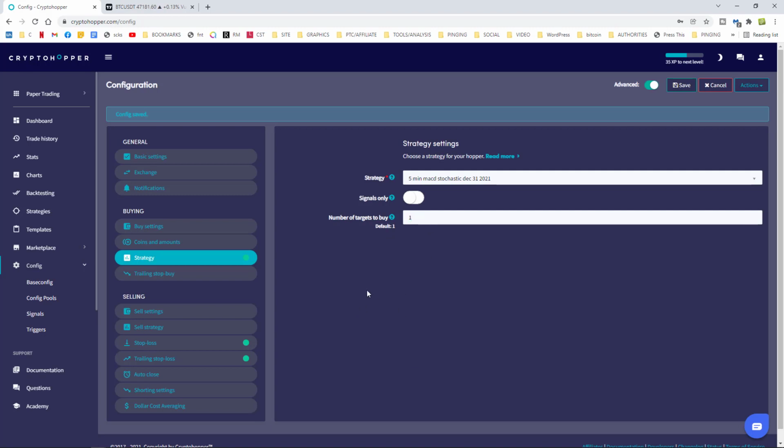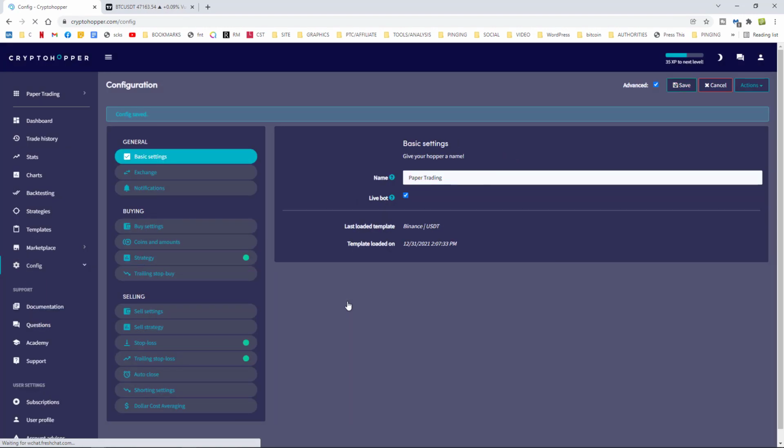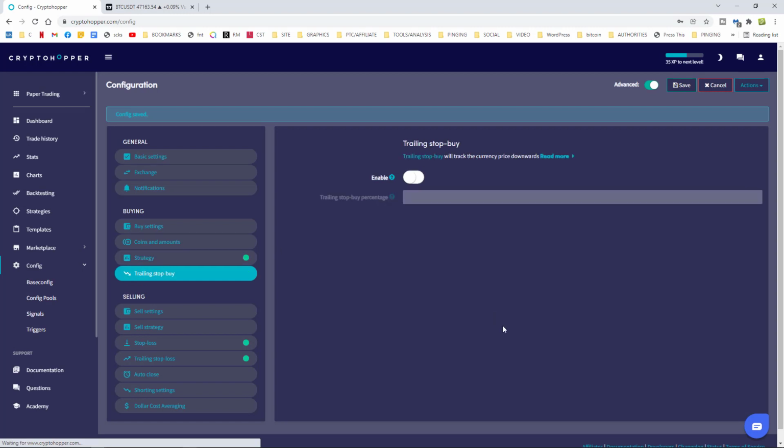Alright. Now then, what do we need to do? Now we've changed these settings here. Click on save. Trailing stop buy, we don't do anything in there. That's a different thing altogether. I don't even know how to use it. If anybody does use it, let me know. Alright, sell settings. We don't need to click on save because we haven't changed anything here.